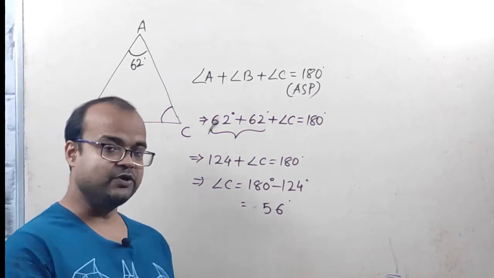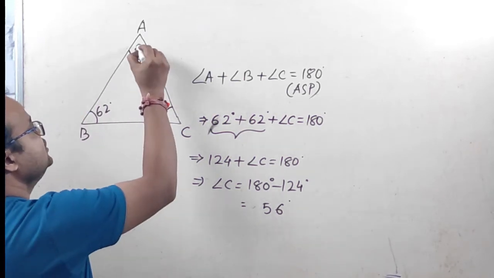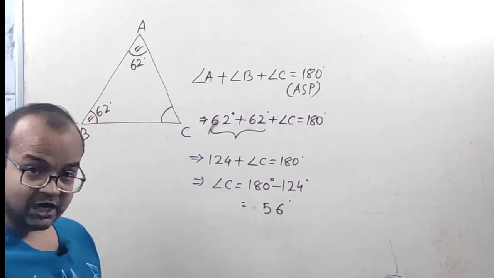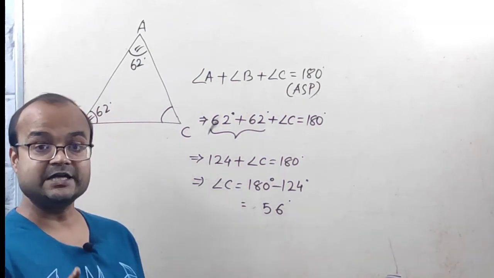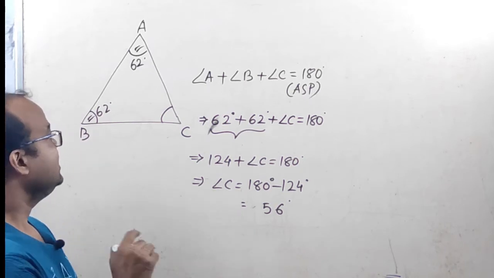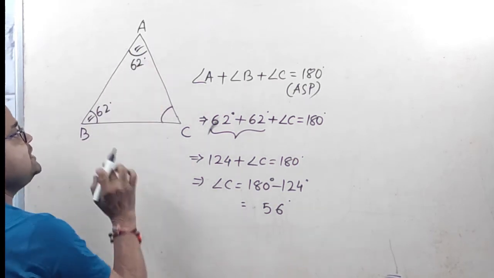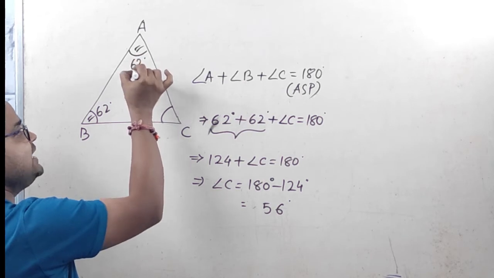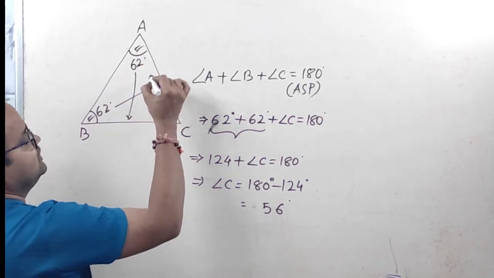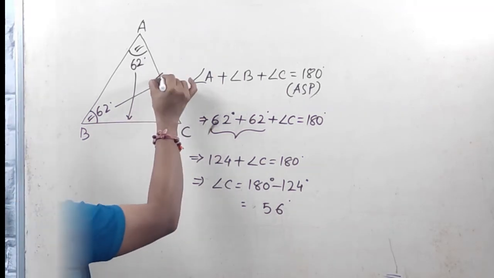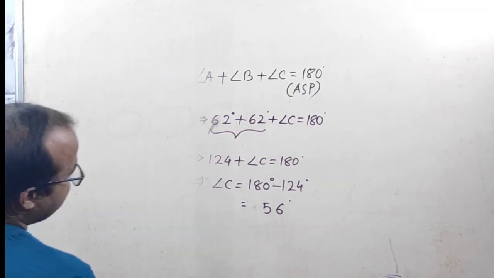Now for your information, since two angles are equal, this is an example of an isosceles triangle. And in an isosceles triangle, we know that the sides opposite to equal angles are equal. That means in this triangle, AC equals BC.